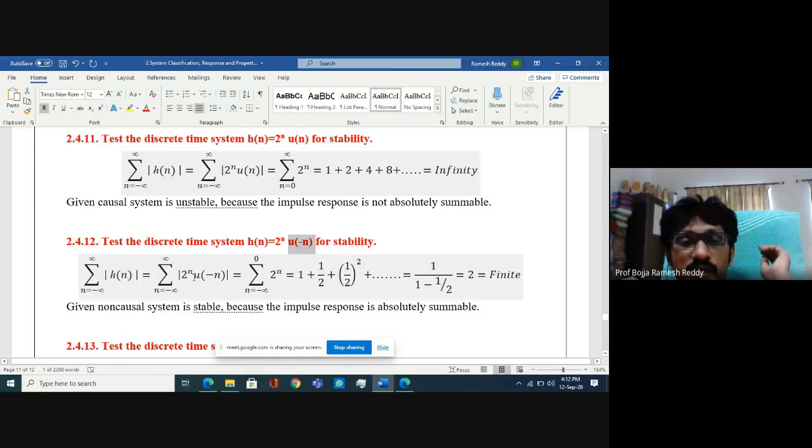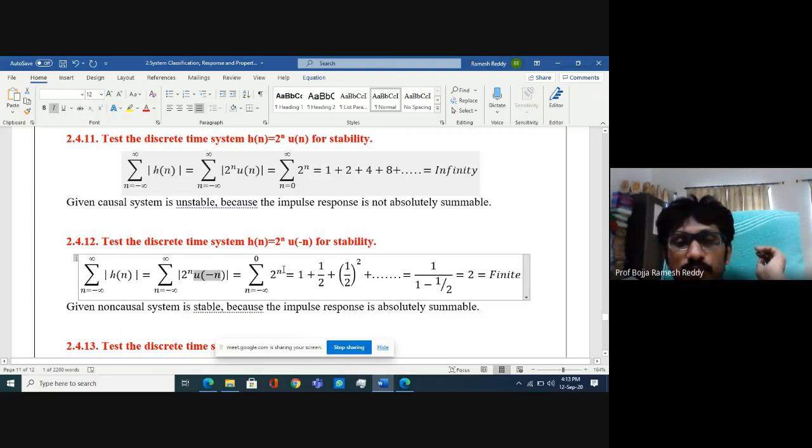U of minus n is 1 when n is less than 0, meaning between minus infinity and 0. For negative values this part is 1. Therefore, consider only the negative range from minus infinity to 0 of 2 power n. Now expand the summation: n equal to 0, n equal to minus 1, minus 2, minus 3, minus 4, minus 5, like that.